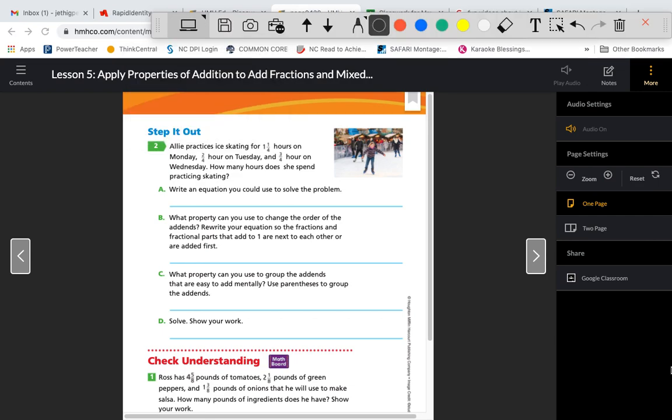Allie practices ice skating for 1 1/4 hours on Monday, 2/4 hours on Tuesday, and 3/4 hour on Wednesday. How many hours does she spend practicing skating? Let's look at A. Write an equation you could use to solve this problem. We can say 1 1/4 plus 2/4 plus 3/4. All right, B. What property can you use to change the order of the addends? If we're changing the order, we're using the commutative property.